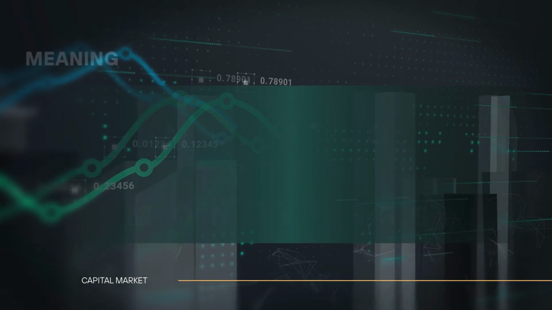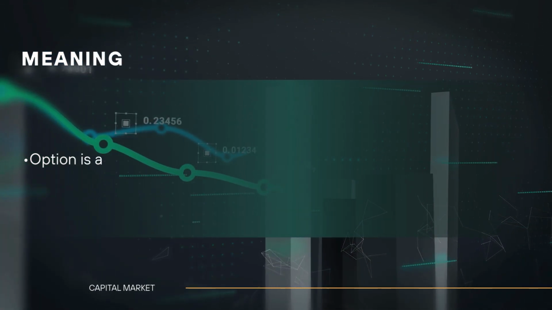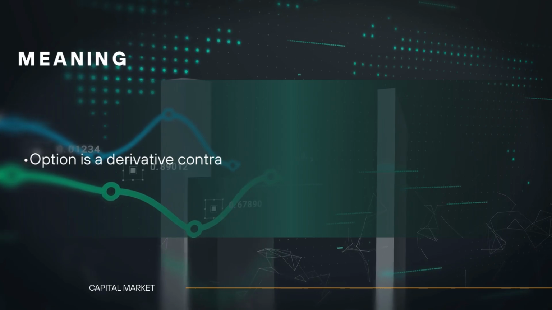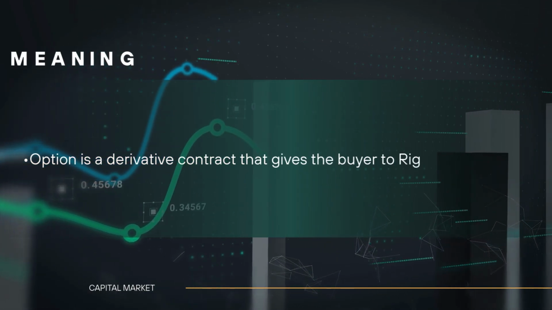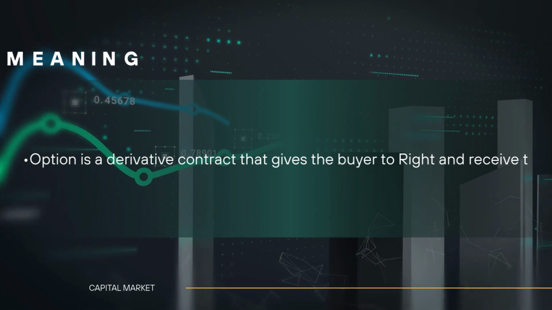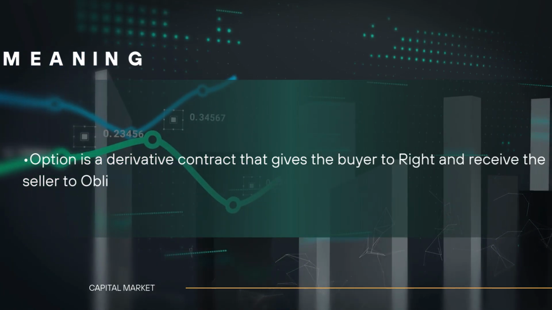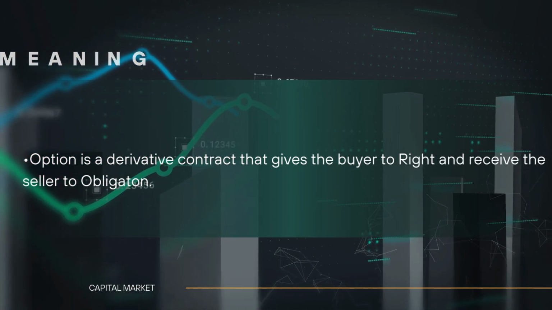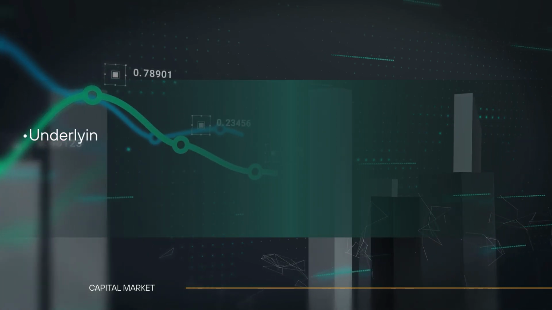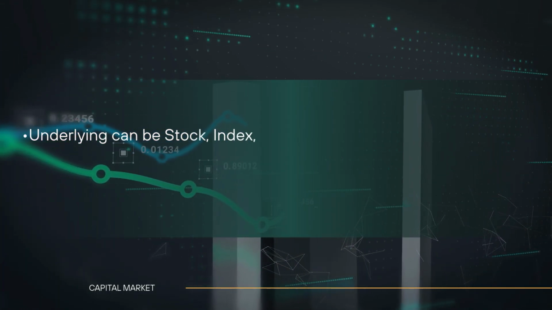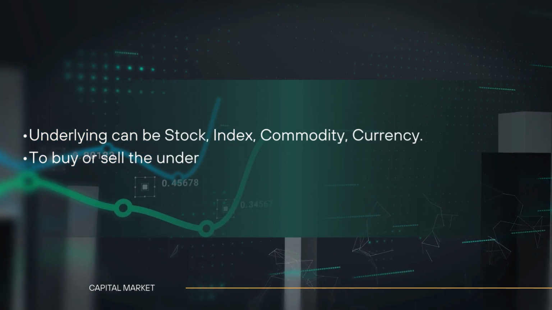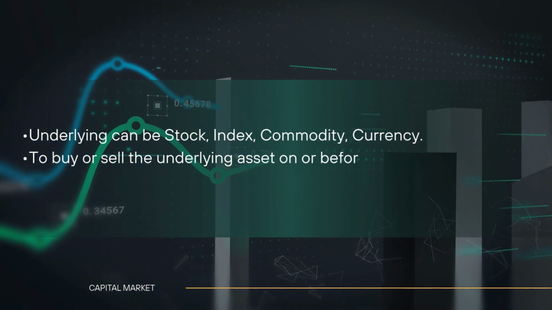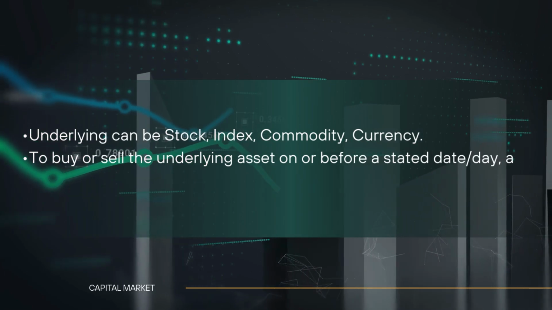Next, an option is a type of derivative contract. It gives the buyer the right but not the obligation to buy or sell an underlying asset. On the other side, the seller carries the obligation if the buyer chooses to exercise that right. The underlying assets can be a stock, an index, a commodity, or even a currency. Options are always linked to a specific strike price, an expiry date, and a premium that the buyer pays.